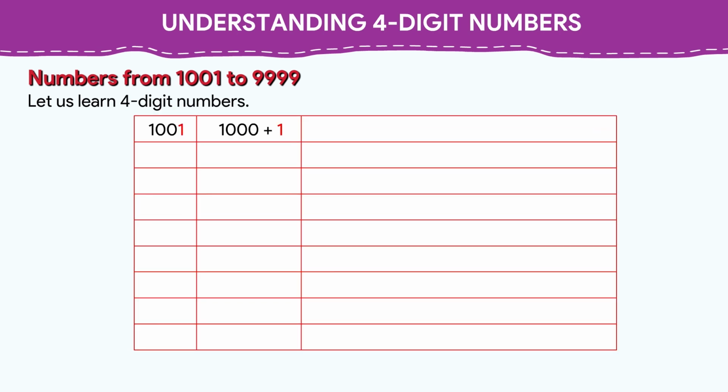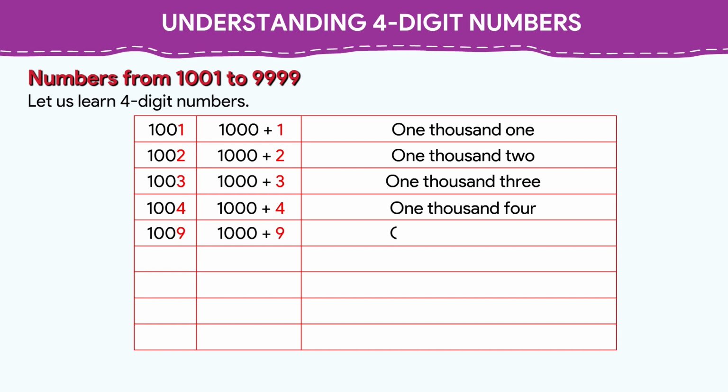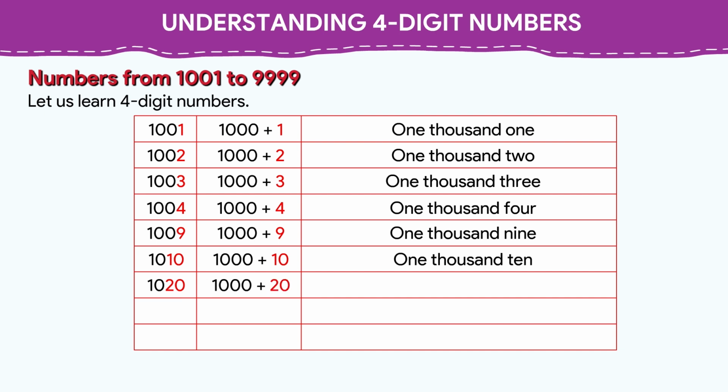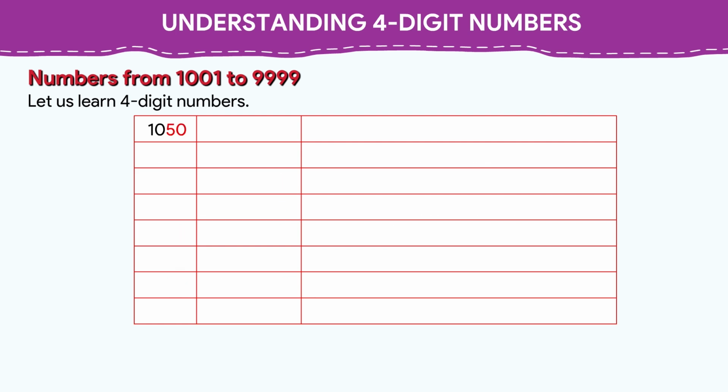1001. 1000 plus 1, 1001. 1002. 1000 plus 2, 1002. 1003. 1000 plus 3, 1003. 1004. 1000 plus 4, 1004. 1009. 1000 plus 9, 1009. 1010. 1000 plus 10, 1010. 1020. 1000 plus 20, 1020. 1030. 1000 plus 30, 1030. 1040. 1000 plus 40, 1040. 1050. 1000 plus 50, 1050.